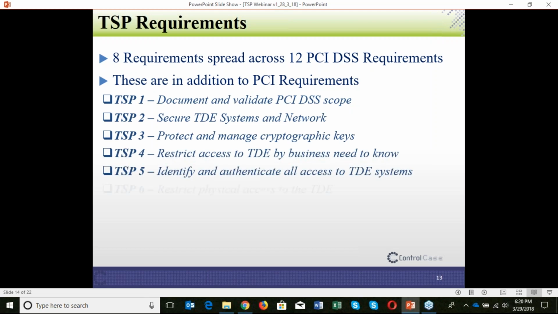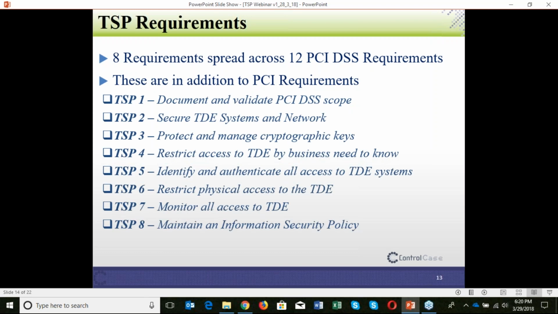There are 8 requirements, as we said. These are mainly created on EMV core technical framework on top of the PCI DSS. The important point here is the TSP3, where protect and manage cryptographic keys. Here is where the encryption algorithm or key management function comes in. They have an elaborate set of controls here, and they all need to be complied with.